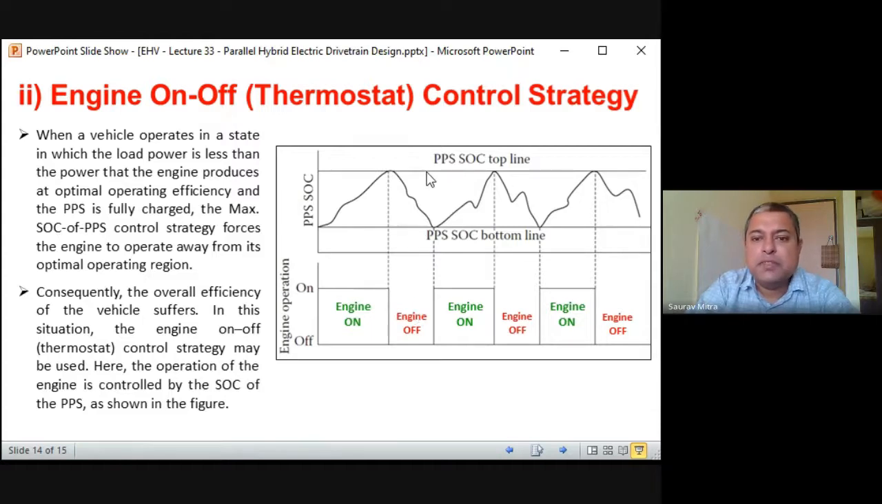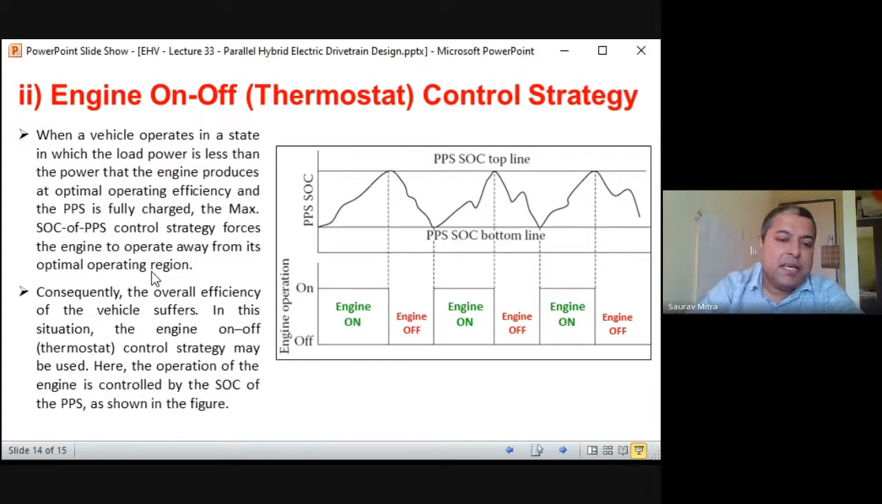So here is the PPS top line, 100% PPS. Here is the PPS bottom line. Generally we take it as 70% or 80%. This is a pre-decided thing. So this is the SOC of the PPS. It is saying that when the vehicle operates in a state in which the load power, that is PL, is less than the power that the engine produces at optimal operating efficiency and the PPS is fully charged, the max SOC PPS control strategy forces the engine to operate away from its optimal operating region.